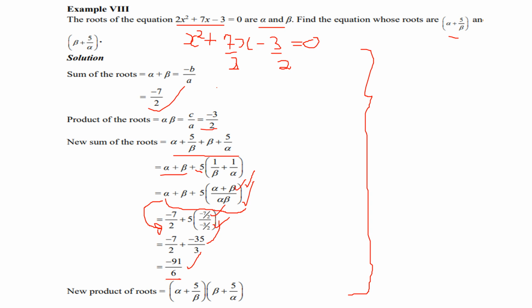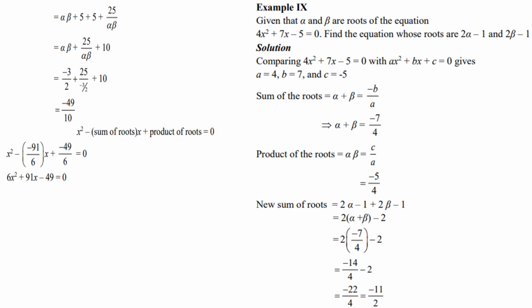So you go and find your new product of roots. To find the new product of roots, you multiply the two brackets, and then you open them simultaneously and carefully. Now opening that bracket, you're going to have alpha beta plus 5 plus 5 plus 25 over alpha beta. But alpha beta is the same as our product of roots, so we substitute for it as negative 3 over 2. Then 25 divided by alpha beta, which we also substitute as negative 3 over 2, then plus 10. Using a calculator to simplify all this, you are going to end up with negative 49 over 10.